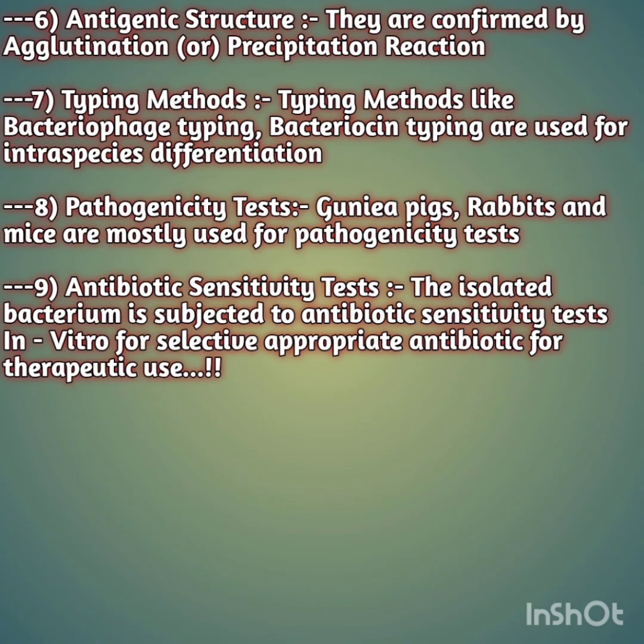Next, moving to antibiotic sensitivity. The isolated bacterium is subjected to an antibiotic sensitivity test in vitro. In vitro means in the laboratory, while in vivo means in our body. The test is done to select the appropriate antibiotic for therapeutic use. Antibiotic sensitivity is also important, because we can see which antibiotic we can use for therapeutic purposes.